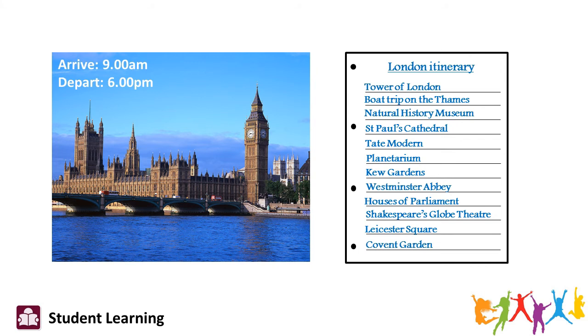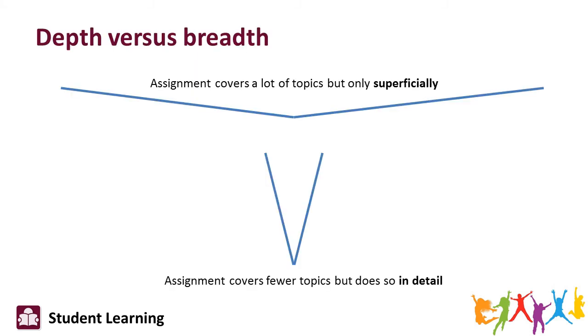Now imagine instead that you made a shorter list of priority attractions. This way, although you would visit fewer places, you would actually get to spend more time at each and get to know each in greater detail. You would also be much less pushed for time, and so wouldn't need to worry about getting everything done that you wanted to. The same goes for your assignment.